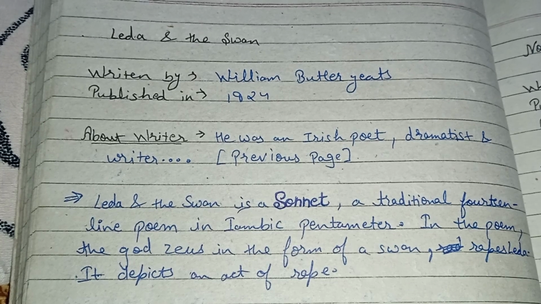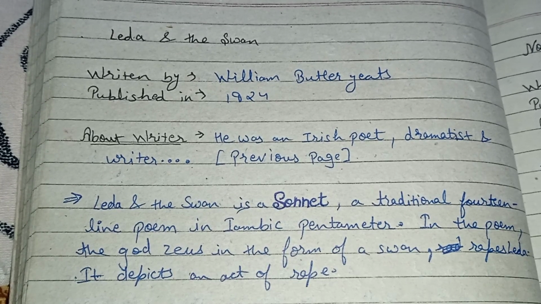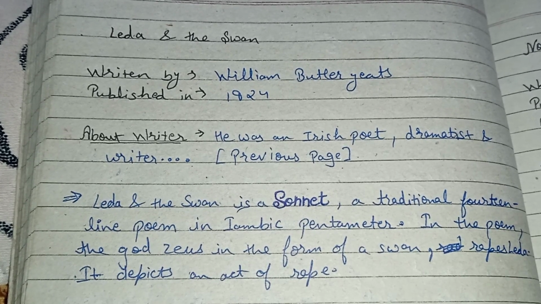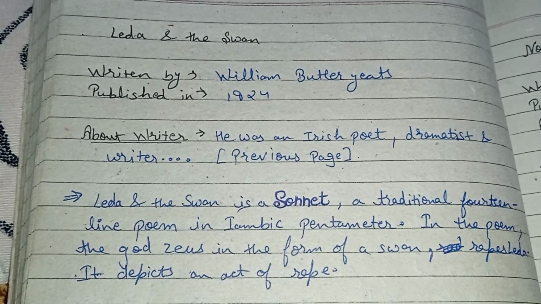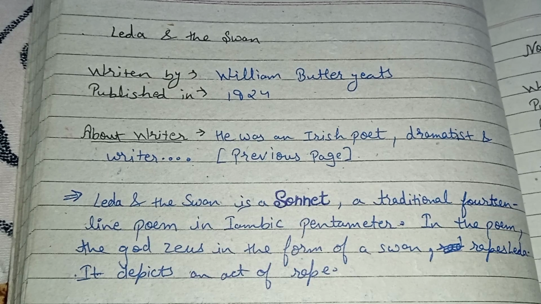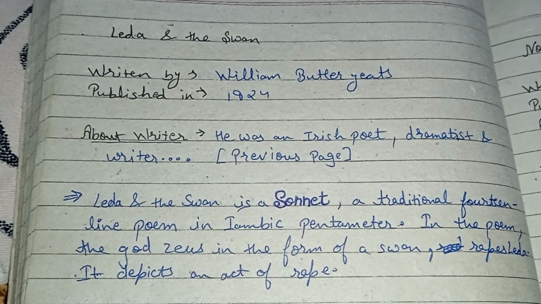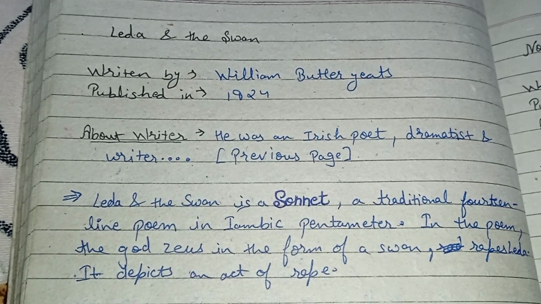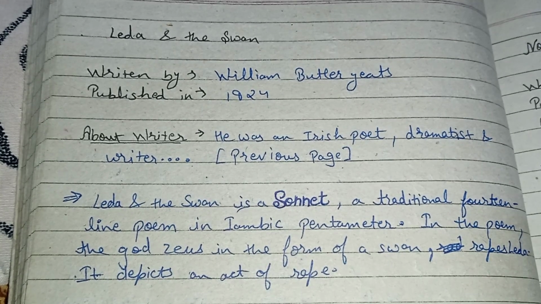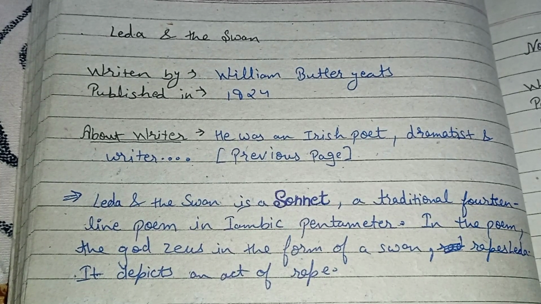Leda and the Swan, our next text, written by W.B. Yeats, published in 1924. About the writer: he was an Irish poet, dramatist, and writer, and I have already told you about him. Leda and the Swan is a sonnet, a traditional 14-line poem, in iambic pentameter.